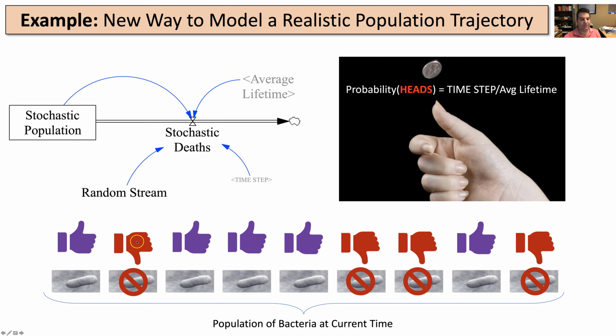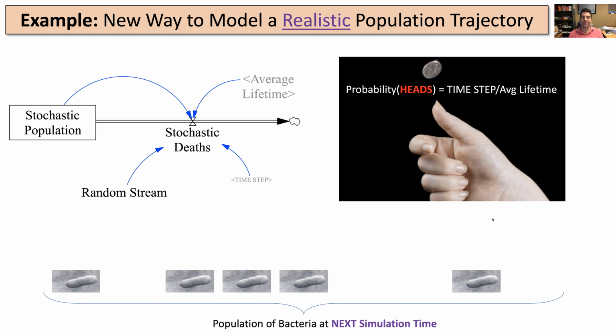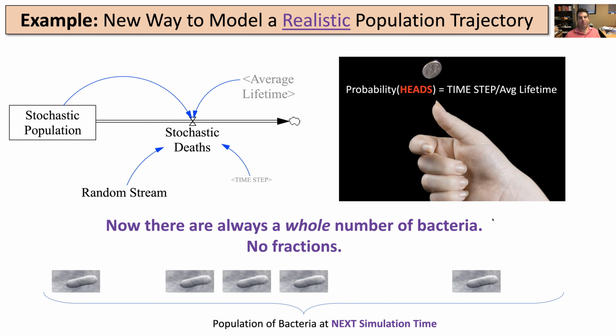I'm representing those by these thumbs down, as in these bacteria were the ones that died off. It's like playing Russian roulette with bacteria. The red ones are when the bullet got fired, and the magenta ones here are when the bacteria got lucky. So we then subtract out these bacteria that were selected to be removed from the population, and all we're left with is a smaller population. But we're left with a full population, so it produces a whole number of bacteria. There's no fractional bacteria anymore.